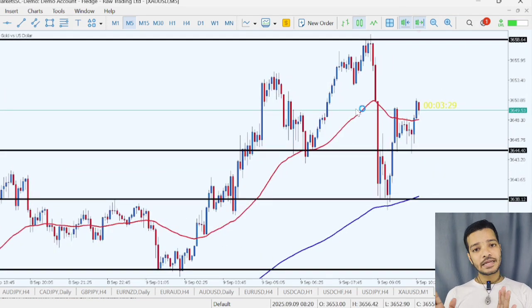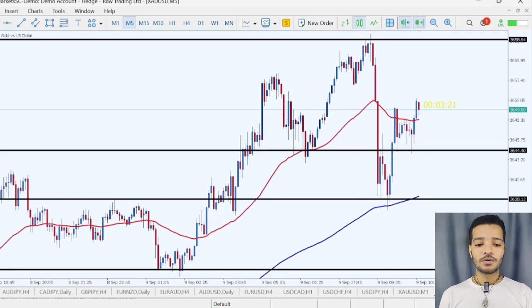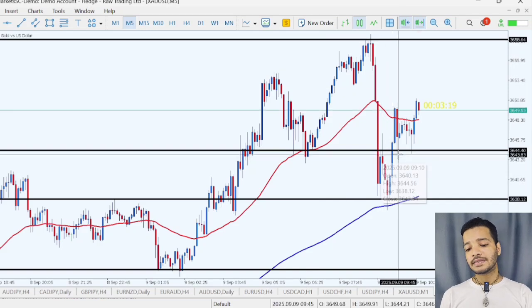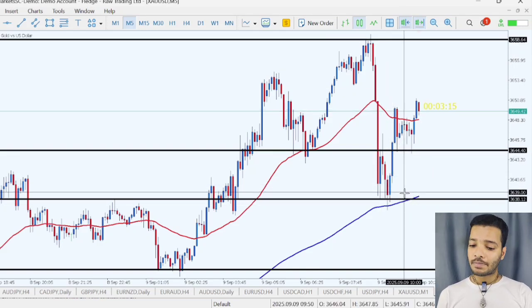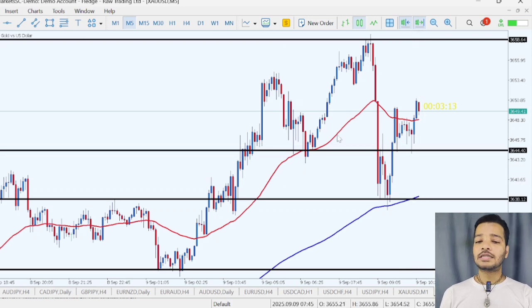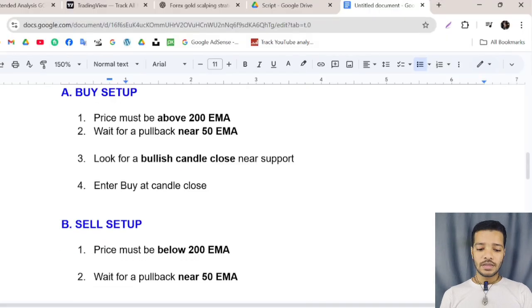After these two things, the 200 moving average and the 15 moving average, you have to mark all the significant support and resistance zones. So we are marking this level. After that, the buy setup. How you can trade this simple gold strategy. These are the entry rules.